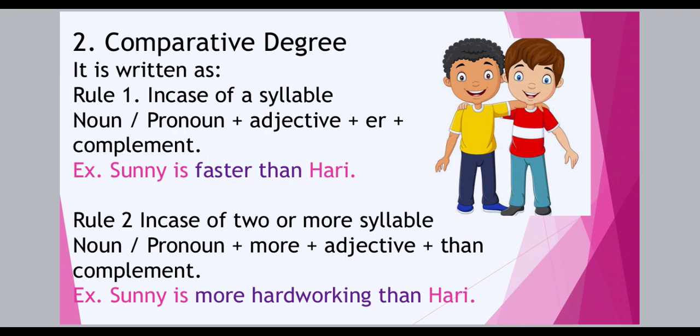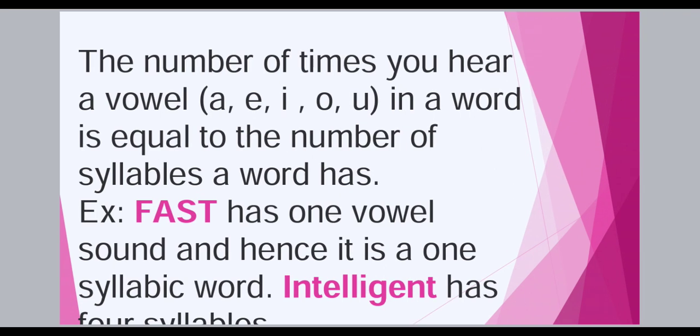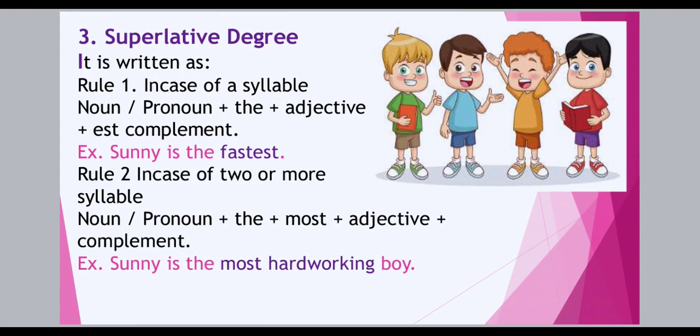Let's move on to our next page, right? In this next page, you are going to understand how to write a sentence in superlative degree. So in superlative degree, again the same thing. You have to find out whether the word is a single syllabic word or a two or three syllabic word. If it is a single syllabic word, then the adjective uses est. Okay, for example, Sunny is the fastest boy, or Sunny is the smartest boy.